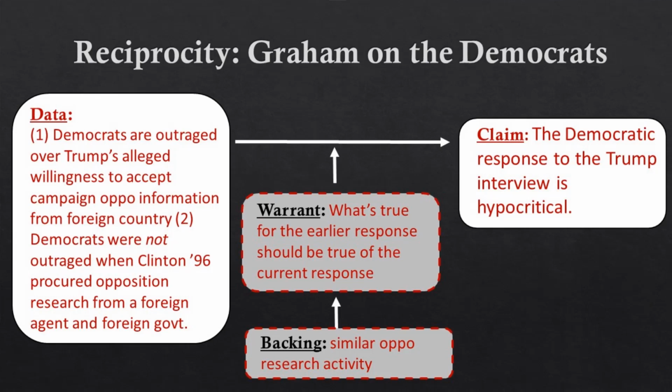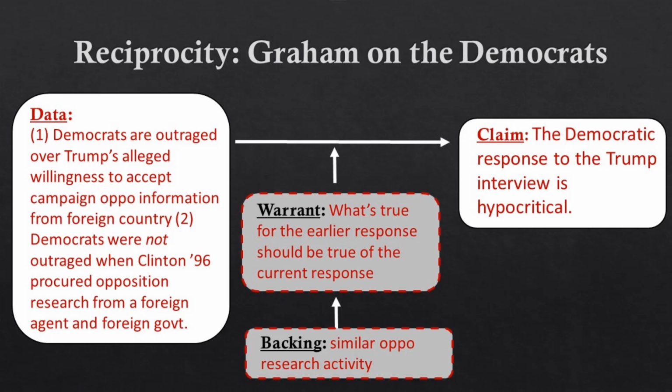The argument that Graham is making is on the surface rather simple. If Democrats didn't have a hard time with Secretary Clinton getting information from foreign sources against her political opponent in the 2016 campaign, then their outrage over President Trump being willing to do essentially the same thing seems rather inconsistent and hypocritical. However, as we pointed out in a previous video in the series, this reciprocity reasoning is potentially problematic.